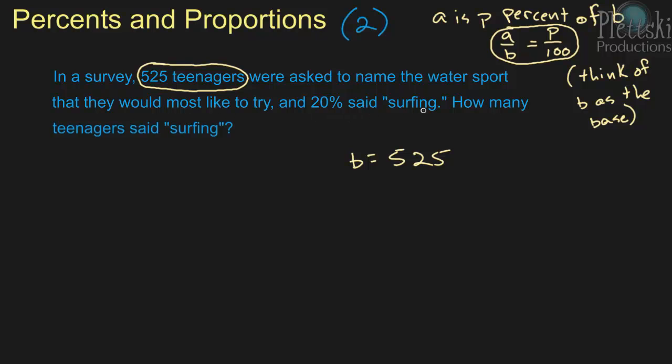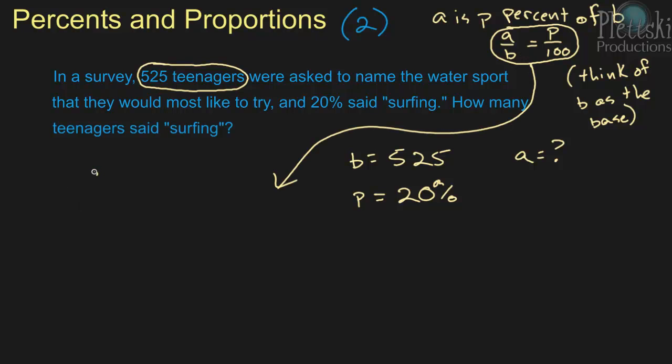And then 20% said surfing. So 20 is going to be our percent. So P equals 20%. And then A is actually what we're going to try to find. So we don't know what A is. So we're going to use this proportion.